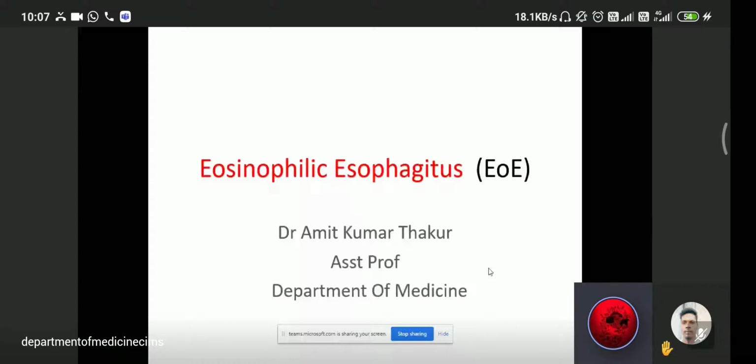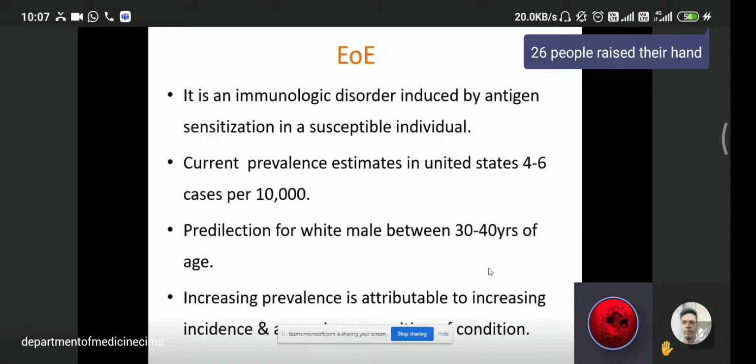Another disorder related to this gastroesophageal disorder was eosinophilic esophagitis. Eosinophilic esophagitis, as the term says, is an immunological disorder induced by antigen sensitization in a susceptible individual, that is, any atopic or allergic substances leading to immunological sensitization of the esophagus. The current prevalence estimated in the United States was 4 to 6 cases per 10,000.